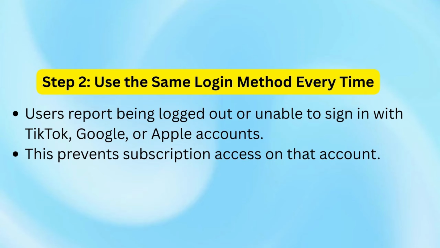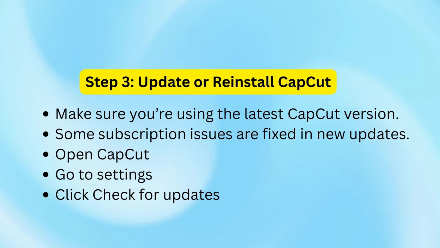Sometimes the logout issue happens because of old versions, bugs, or corrupted login files. And here's what you need to do. Open CapCut, go to settings, click check for updates. And if you are already updated or if updating didn't help, then reinstall. Uninstall CapCut from your PC. Restart your computer and download the latest version from the official CapCut website, and install it again. A clean reinstall replaces all corrupted files and usually fixes the logout loop.